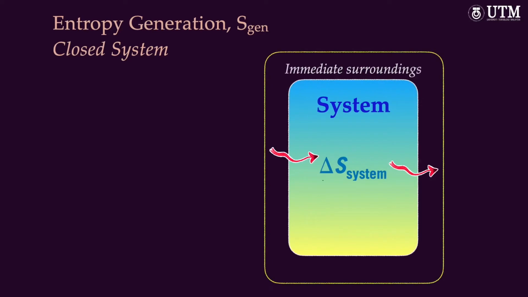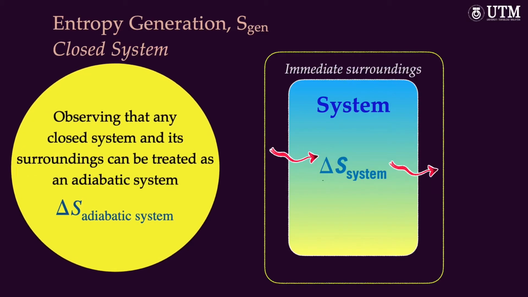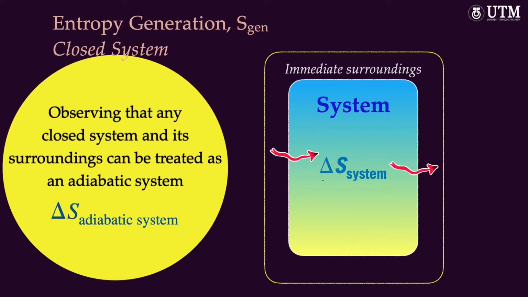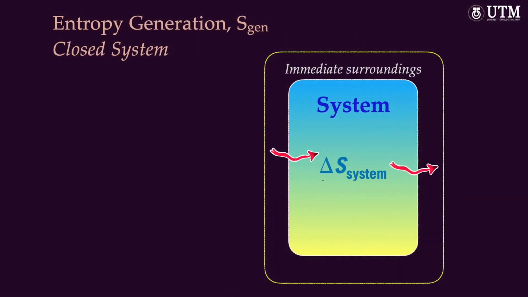Therefore, we could observe that any closed system and its surroundings can be treated as an adiabatic system. The entropy balance for a closed system and its surroundings can be written as illustrated.